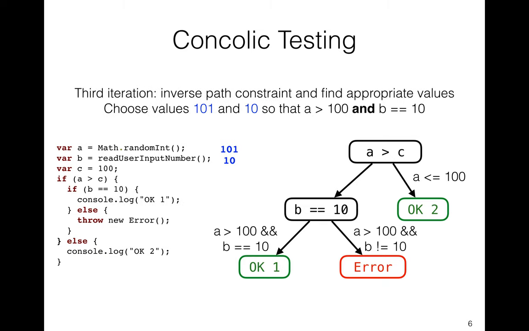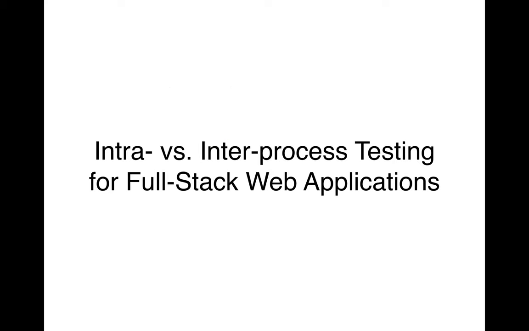In the third iteration, the tester again inverses the path constraints and finds appropriate values for A and B so that the inverse path constraint is satisfied. After re-executing the program, the tester does not find any new paths to explore and terminates. I will now present our new inter-process testing technique and show how it differs from traditional intra-process techniques.